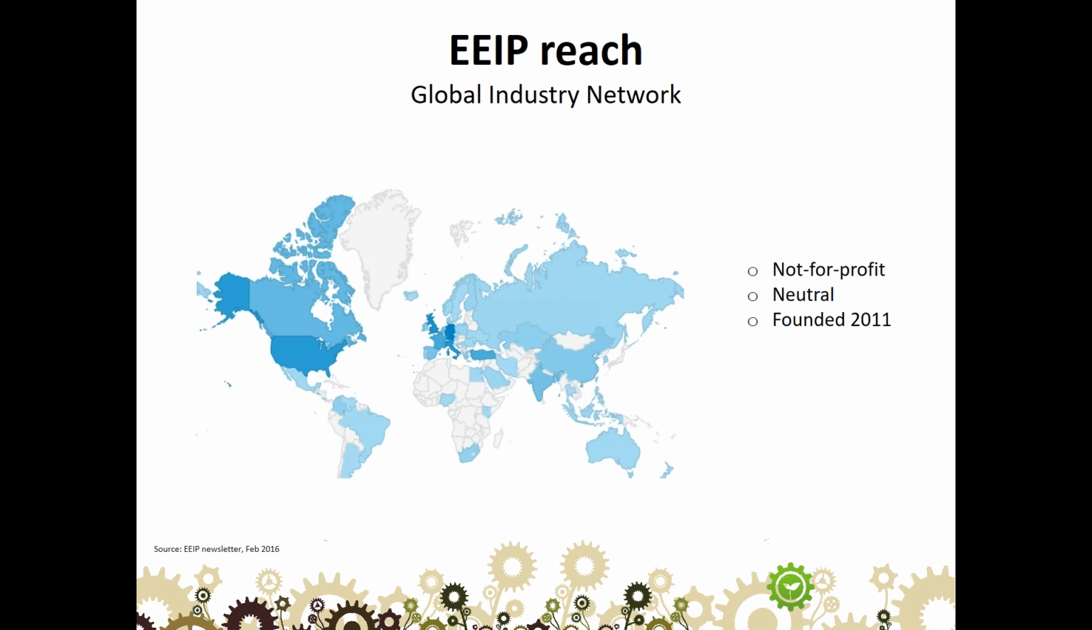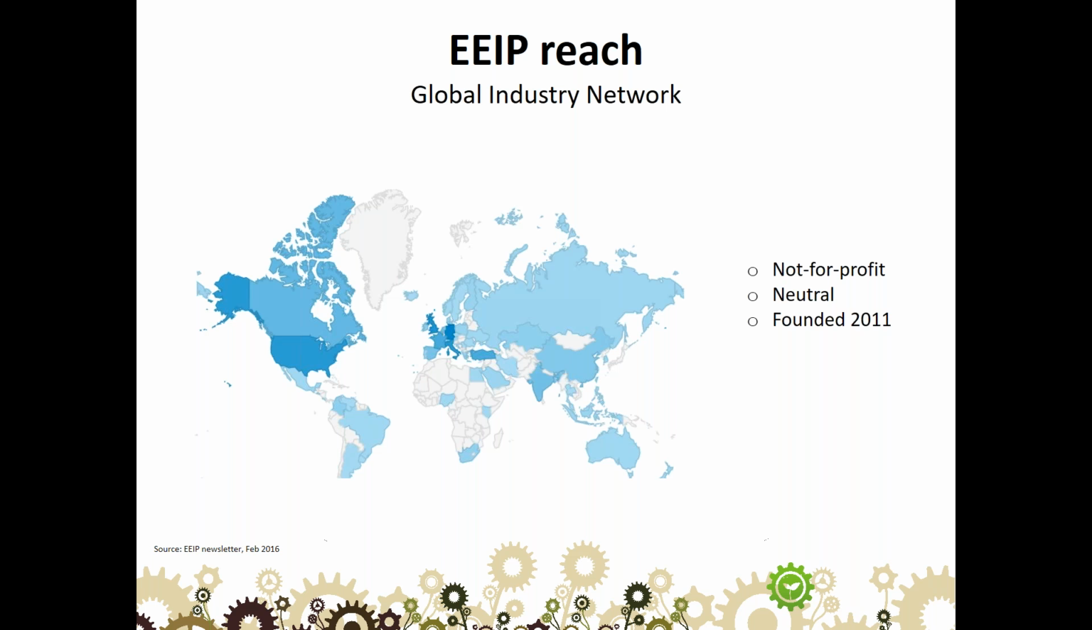So what you can see here is a snapshot of the global reach of the network. It's an analysis we did for monthly news data from February 2016. And what you can see here, all of this has just started around 5 years ago. So we launched EEIP during the European Union Sustainable Energy Week back in 2011, and since then the network grew rapidly around the globe.